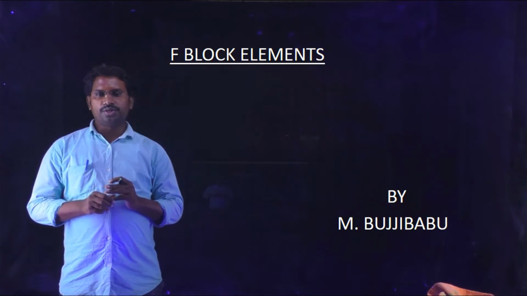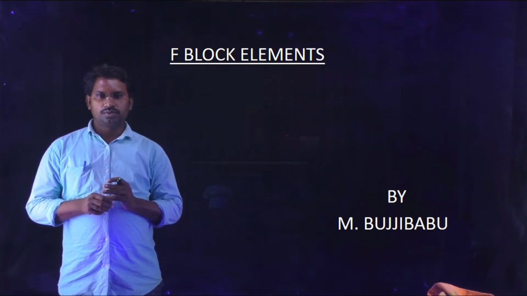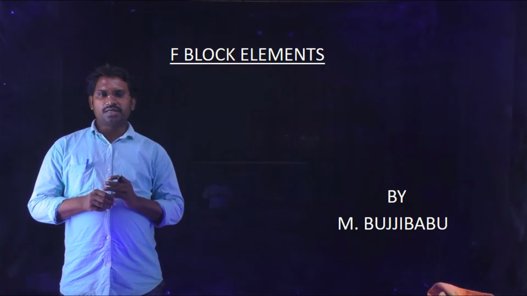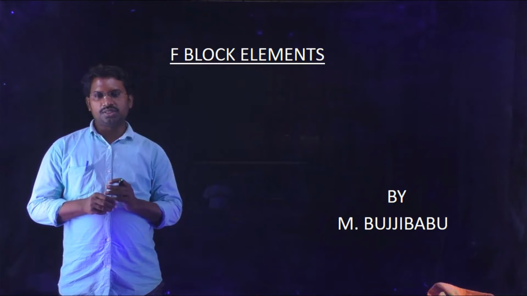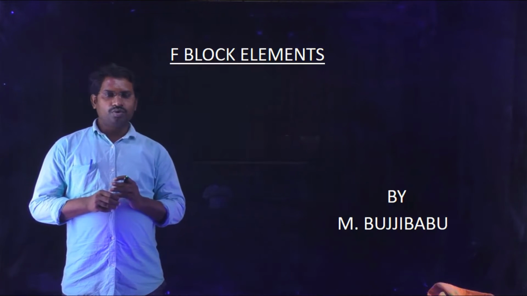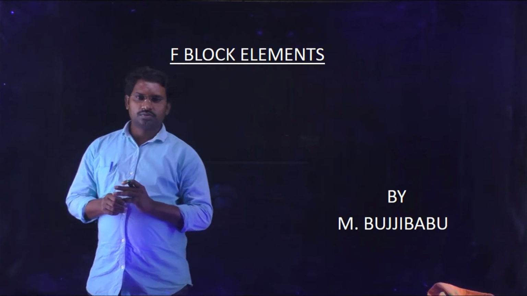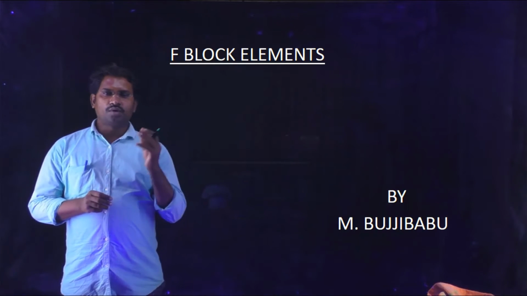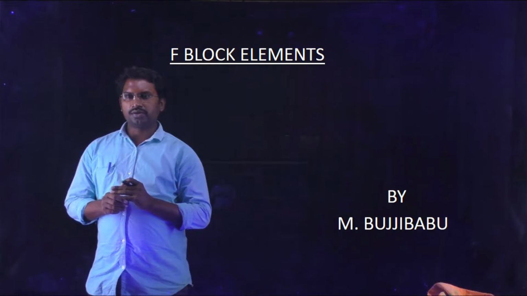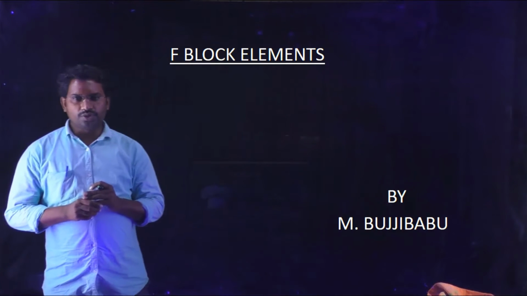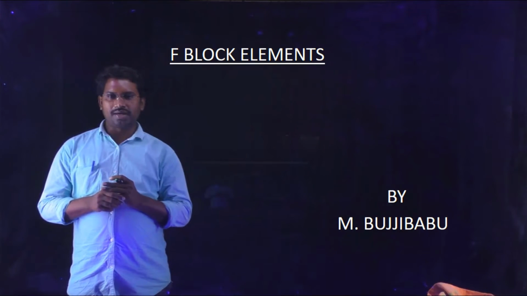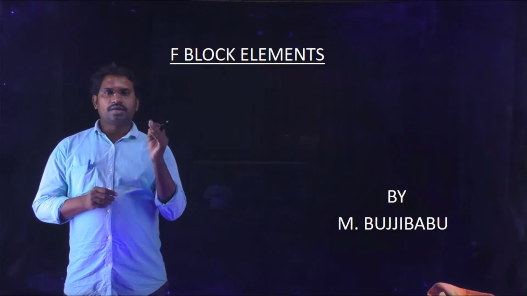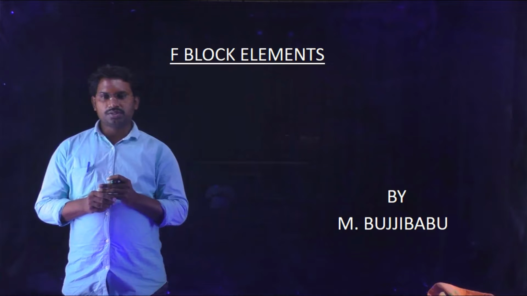So in the previous video we discussed the f-block elements. The f-block elements mainly consist of two series, the 4f series and the 5f series. The 4f series elements are known as lanthanides and the 5f series elements are known as actinides. In the previous video, we discussed especially the lanthanides, which belong to the 4f series.